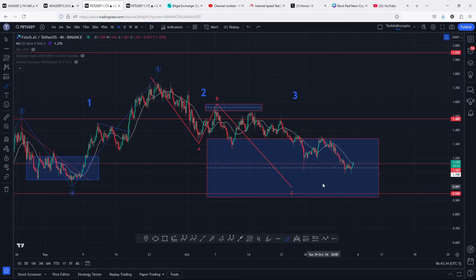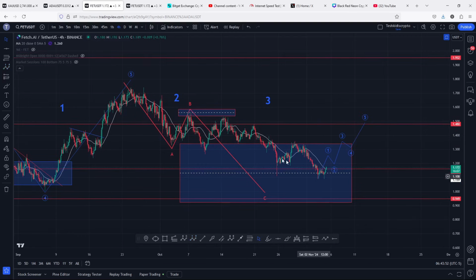And for us to get a confirmation that we have a low in place, we need to see Fetch AI giving us a 5-wave structure to the upside in the next coming hours. So from the current lows that we have at the moment, we need to see a 5-wave bounce to the upside to confirm to us that we have a low in place in this wave 2, and this impulsive Elliott wave count 3 is just getting started.